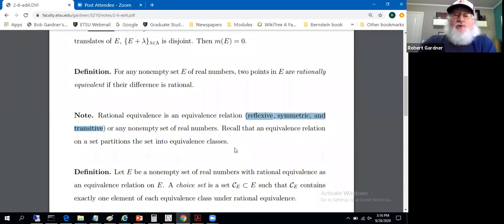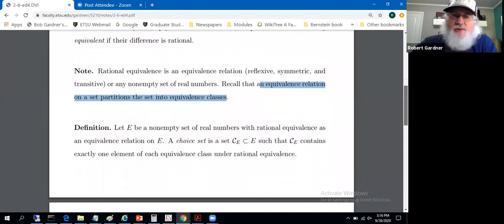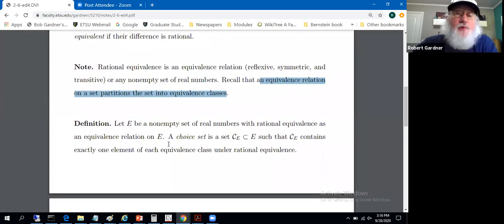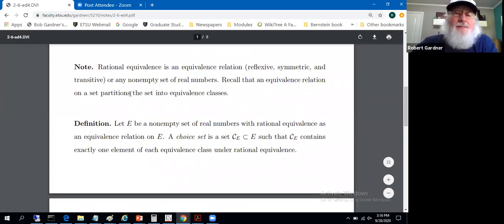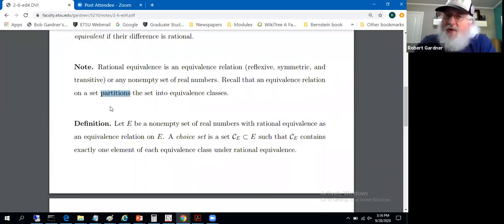Just as in the third edition, we've introduced this equivalence relation to partition up a set. So any non-empty set of real numbers could be partitioned into equivalence classes using this equivalence relation. Remember, equivalence relations partition sets into equivalence classes. That's usually what you use equivalence relations for. Partitioning the set means breaking it into pieces which are disjoint and union to give the whole set. That's the meaning of the word partition in this setting.